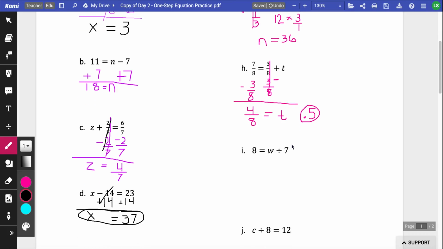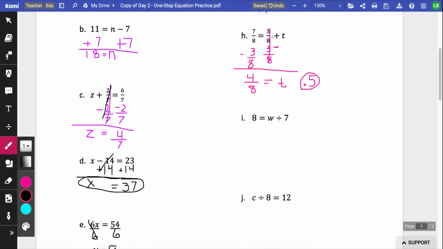Okay, moving down to H, we've got 7/8 equals 3/8 plus t. I showed subtracting 3/8 on the right side. That isolates t. And then subtracting 3/8 on the left side to get 4/8 as a solution. Okay. Some people asked if we can write it as a decimal. This is equivalent to 5/10 because 4/8 is equivalent to 1/2. But when we're dealing with fractions, we should really keep them in fraction form.